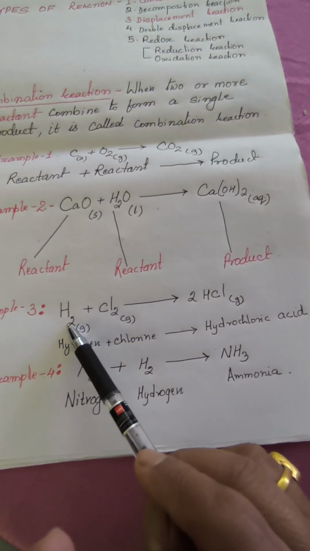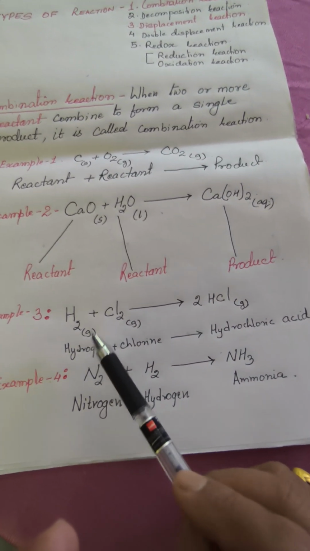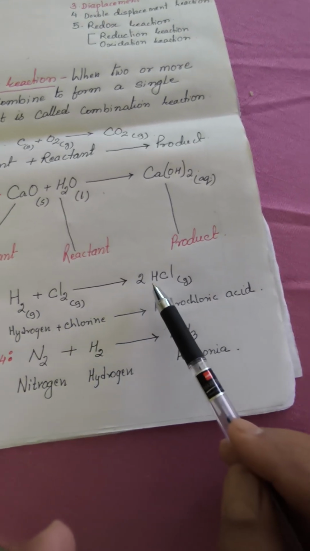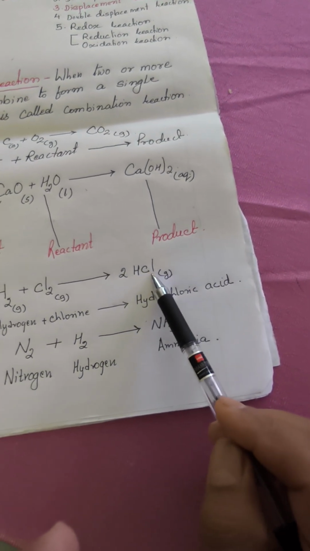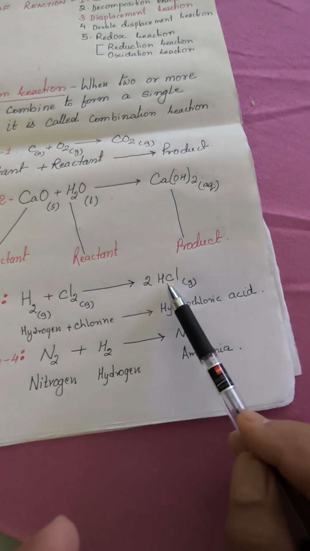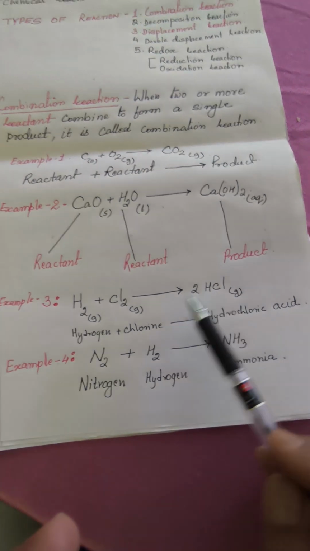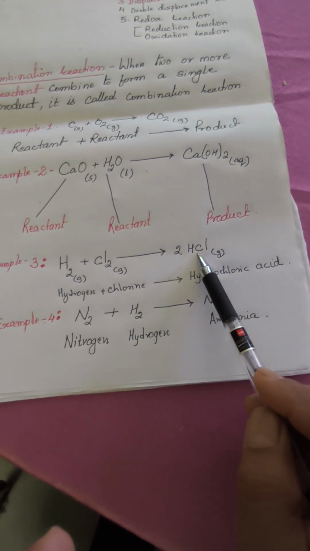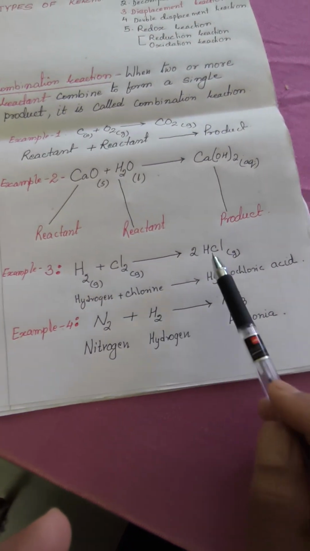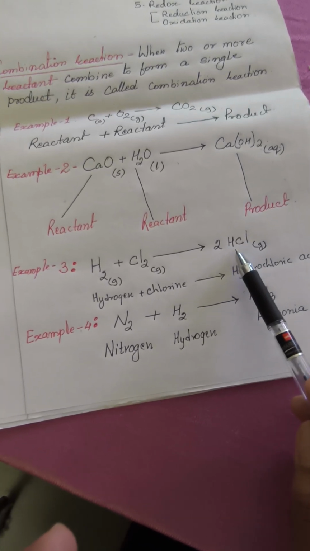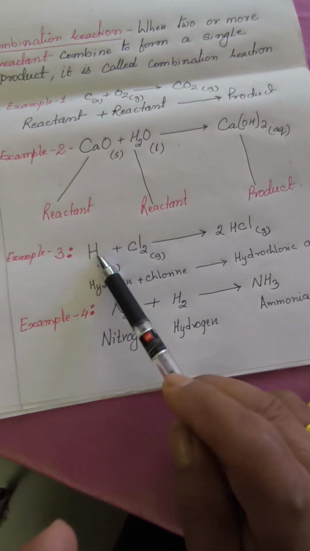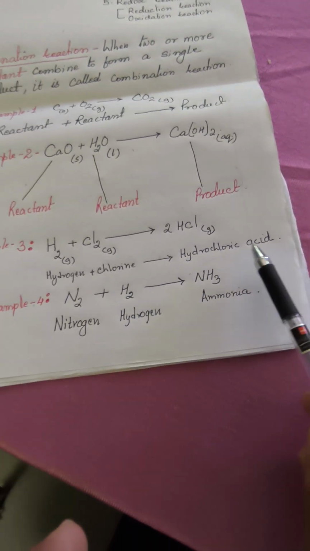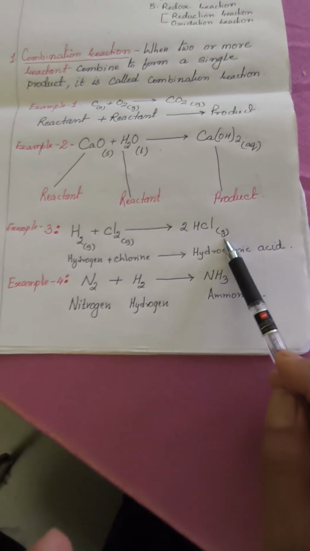Similarly you can see here hydrogen gas, this g is gas, and chlorine gas, this g is gas, react to form hydrochloric acid, HCl. So this is also a combination reaction, because two reactants combine to form a single product. Here it is written hydrogen, this is chlorine, and HCl is hydrochloric acid. Hydrochloric acid is also formed in gaseous form.